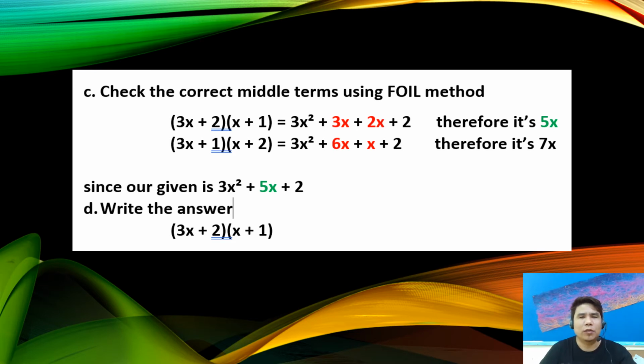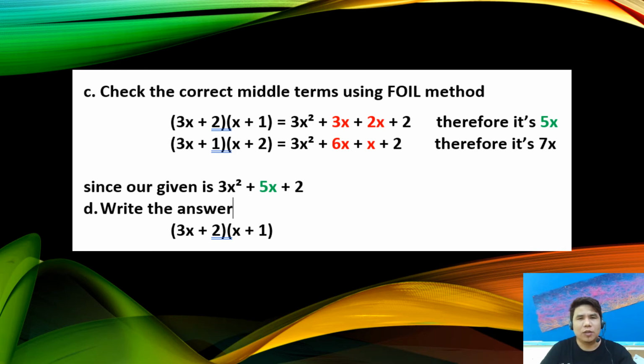Then we'll try the other set of factors. Quantity 3x plus 1 times the quantity x plus 2. So we multiply using the FOIL method. 3x times x is 3x squared. 3x times 2 is 6x. And then we have 1 times x is x, then 1 times 2 is 2. Therefore, if you add 6x and x, it's 7x.